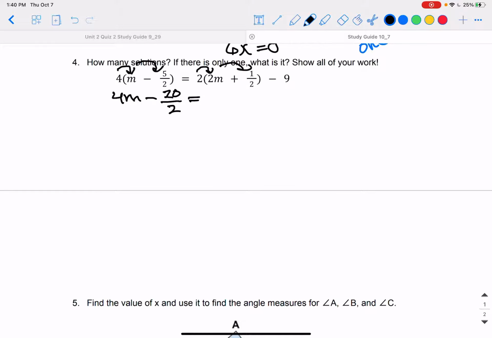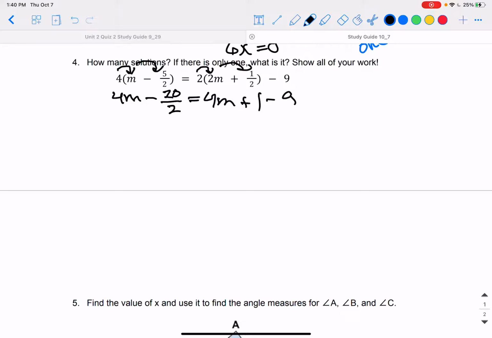2 times 2m is 4m. And then 2 times a half is 1. You can look at it as 2 being divided by 2, which gives you 1. Or you can think, what is half of 2? And that is also 1. Bring down the negative 9. Okay, so now I have 4m minus 20 over 2 equals 4m plus 1 minus 9.